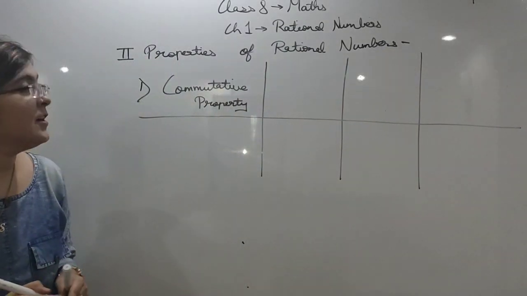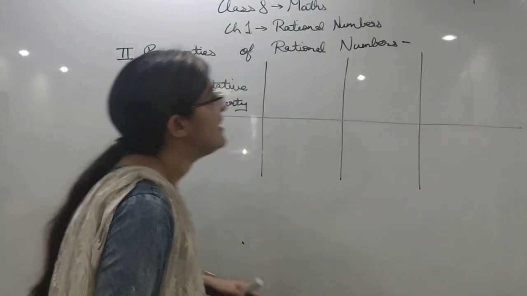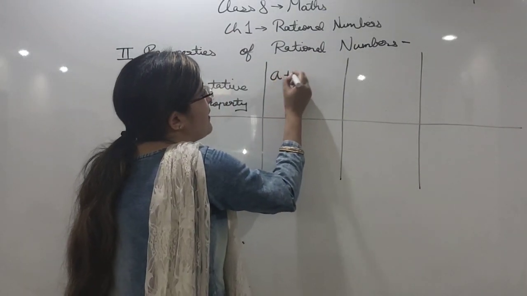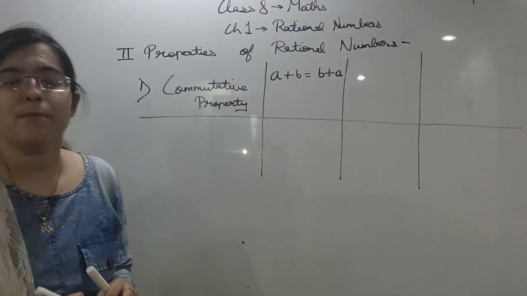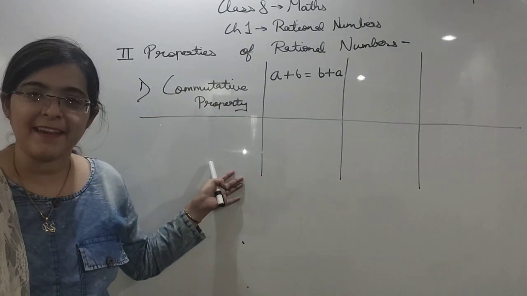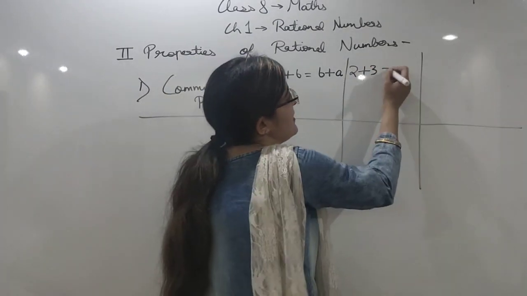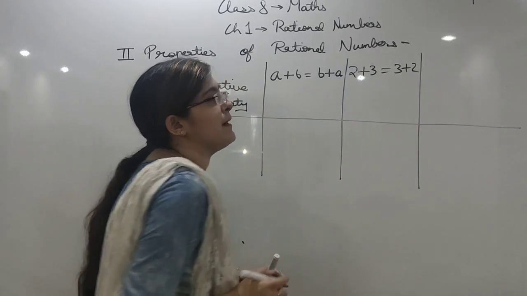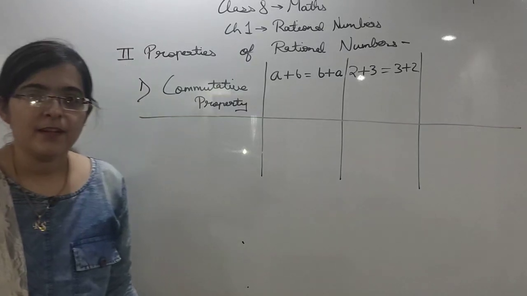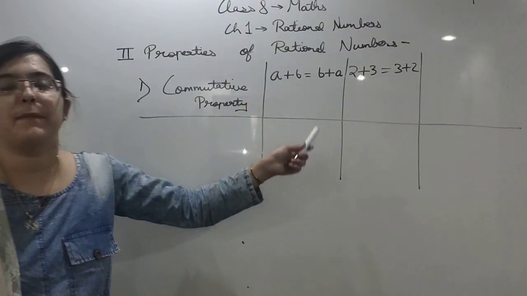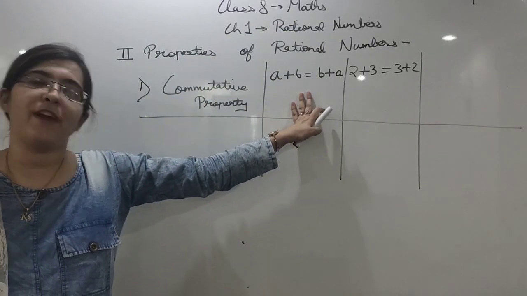Let's discuss it. What is the commutative property which you have studied in earlier classes? That is A plus B is equal to B plus A. That means if I write 2 plus 3, it is the same as 3 plus 2. It is applicable to whole numbers. Here also 5, here also 5. Clear? This is called the commutative property of addition.